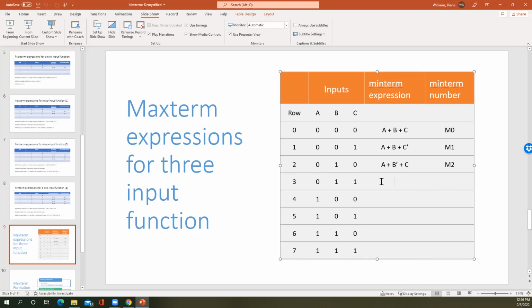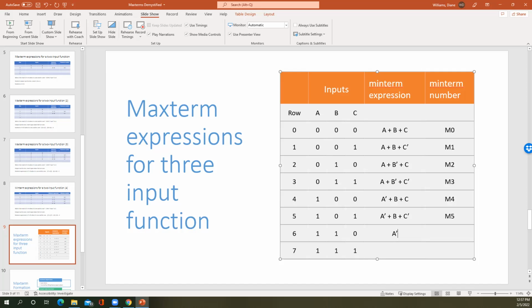All right. So max term 3 here. Well, that's going to be A is a 0. So A ORed with B naught, ORed with C naught, because B and C are 1s, and that is our max term 3. Here when A is a 1, so it's A naught ORed with B, ORed with C, max term 4. In this row, 1, 0, 1, well, A is a 1, so A naught ORed with B, ORed with C naught. B is a 0, C is a 1. There's your max term 5.